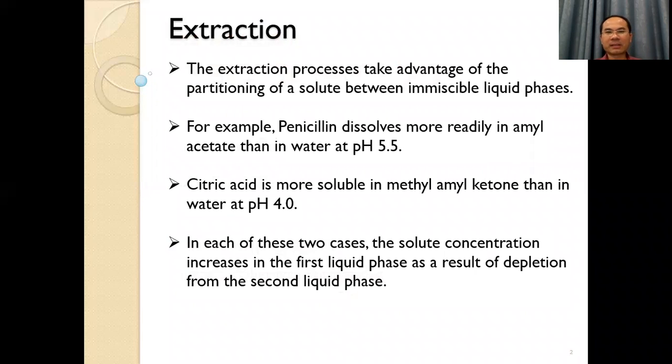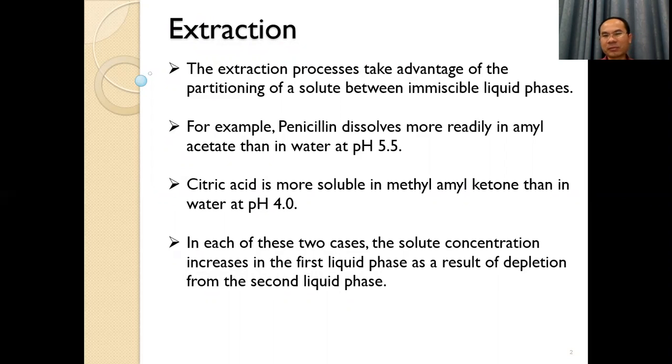In extraction, we can classify the types into liquid extraction and solid-liquid extraction. In this part, we will focus on liquid extraction. The extraction process is the partitioning of solute between immiscible liquid phases.